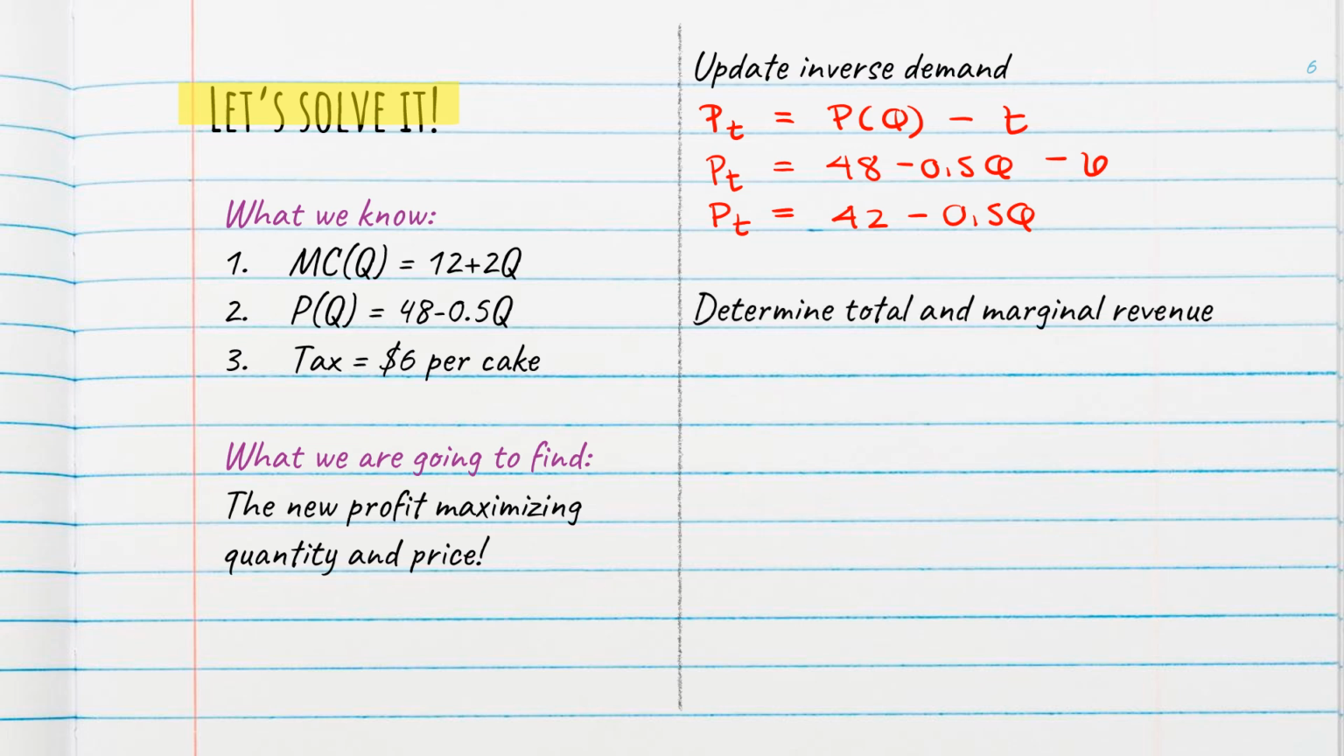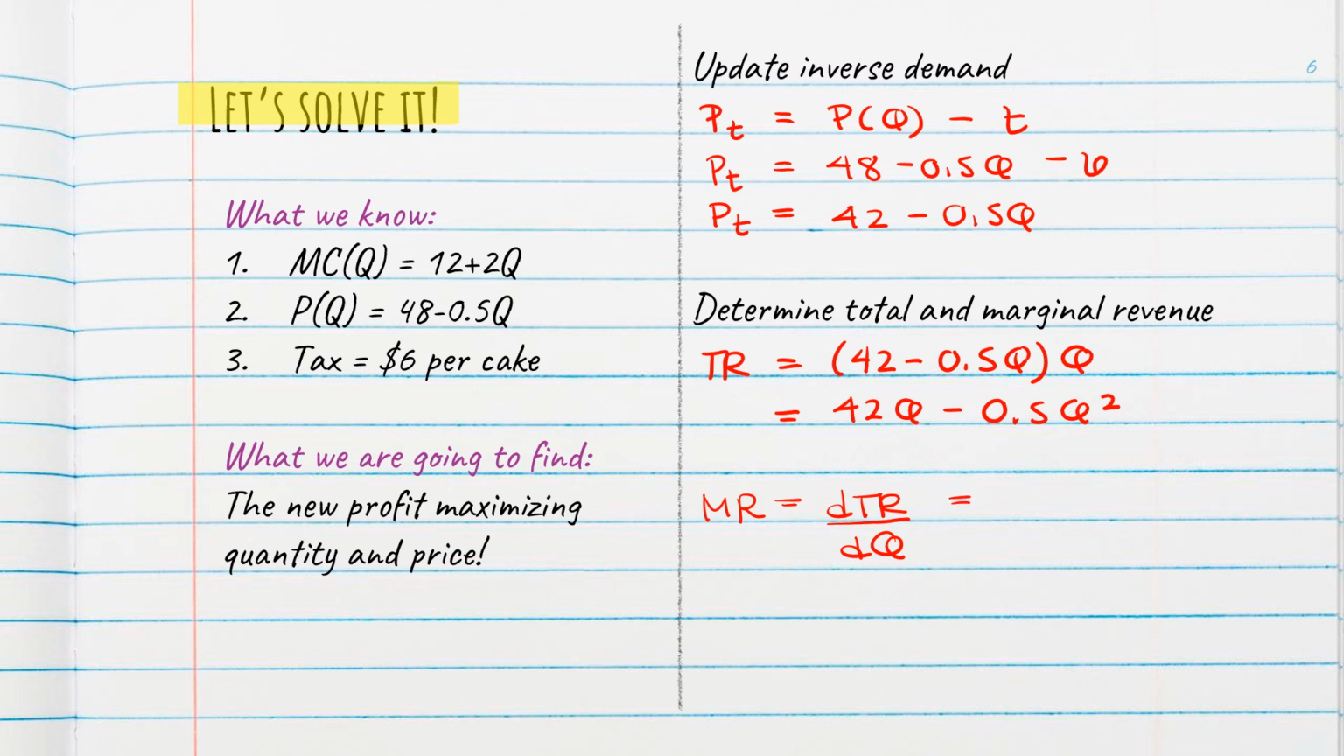Once we have that inverse demand, we can use it to find the updated total and marginal revenue curves. Total revenue is price times quantity. In this case, that will be 42 minus 0.5Q times Q. Expanding that parenthetical gives us 42Q minus 0.5Q squared. And then from that total revenue curve, we can find marginal revenue as the derivative of total revenue with respect to Q. In this case, that will be 42 minus Q. So we have our inverse demand curve, which we'll need later, as well as our updated marginal revenue curve, which we'll also need later.